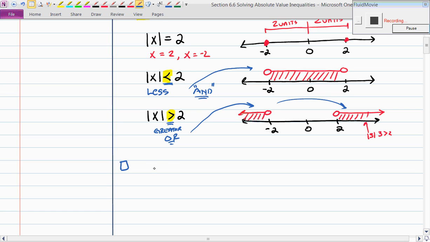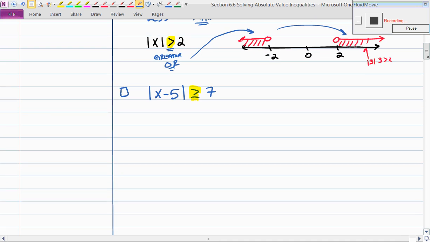So if I had, say, the absolute value of x minus 5 is greater than or equal to 7. Because my inequality has a greater than sign, I know that I'm going to have an or statement. And the way that we set this up is very, very important. Since this is an OR statement, we're going to set this up in one of two ways. Because I have greater than, I'm going to split it off one way or the other.